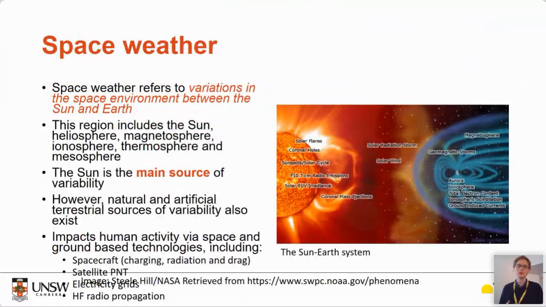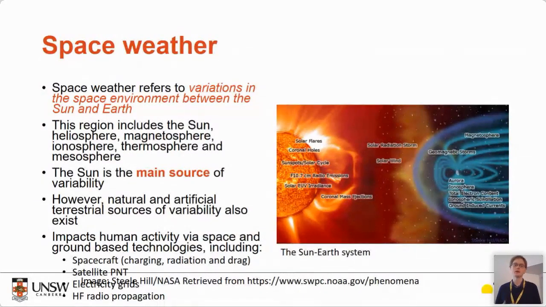So in terms of definition, space weather generally refers to variations in the space environment between the Sun and the Earth. So that space environment is taken to include the Sun, the heliosphere, which is the region dominated by the solar wind, the Earth's magnetosphere, ionosphere, thermosphere, and mesosphere. In this region, the main source of variability, the main source of space weather, is the Sun. Variations on the Sun, which I'll describe later in the presentation, cause changes in this environment.